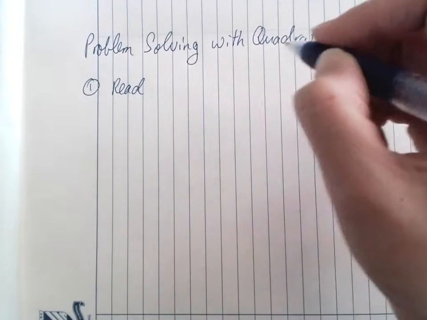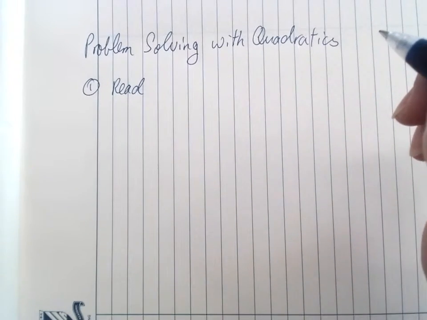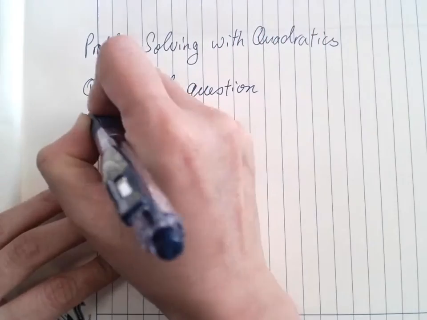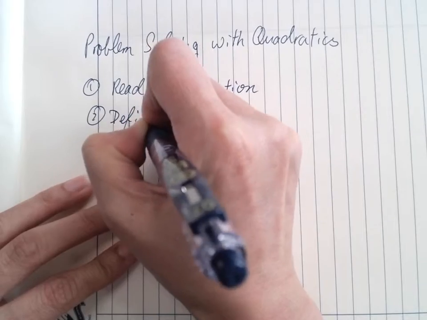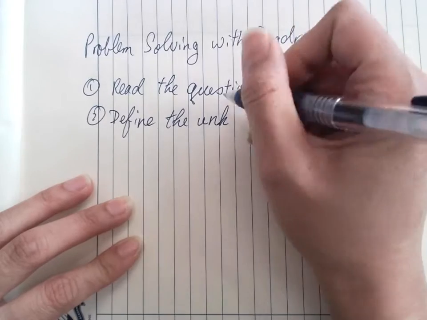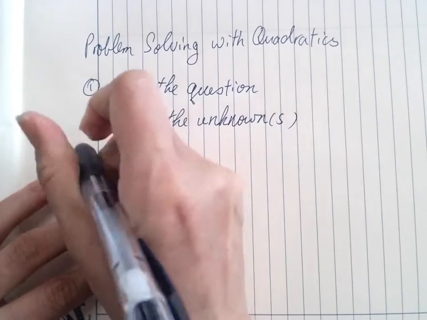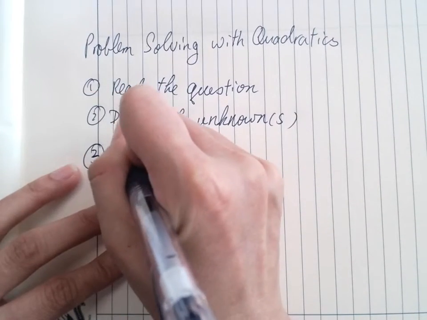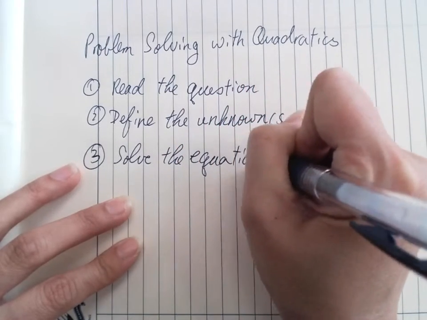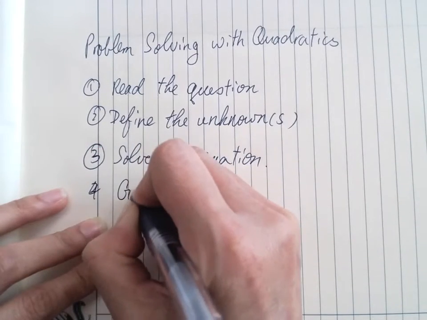Alright, solving problems with quadratic equations is usually the same as solving other problems. You've got to read the question carefully, define the unknown. You might have more than one unknown. If that is the case, try to relate it to one expression. Then solve the equation. And last, give the answer to the question.